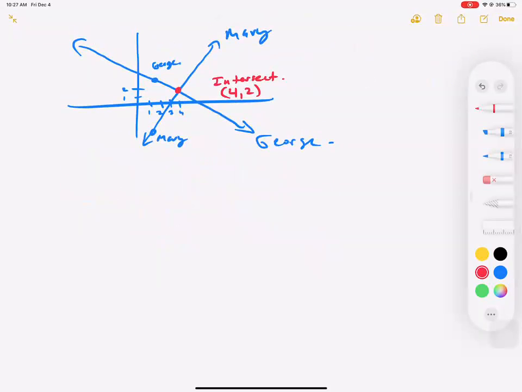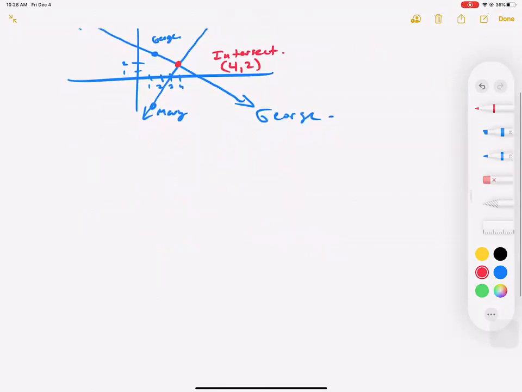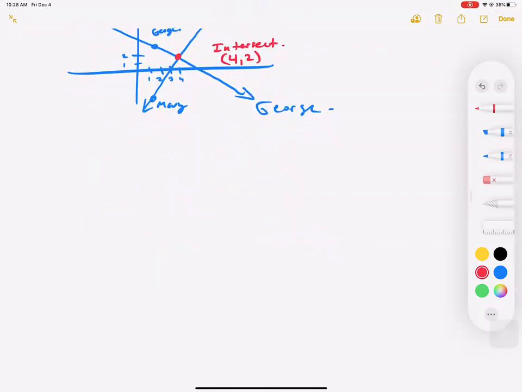Let's say y... Let me give you... Let's look for another one. Okay, so here is my equation for you guys. y is equal to x minus 2, and y is equal to negative x plus 6.